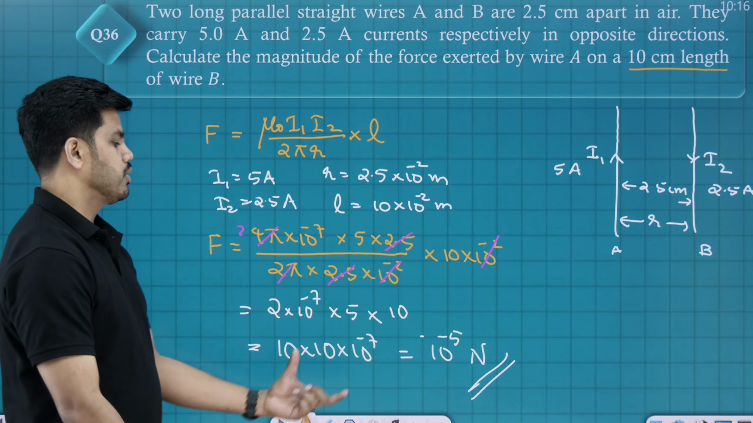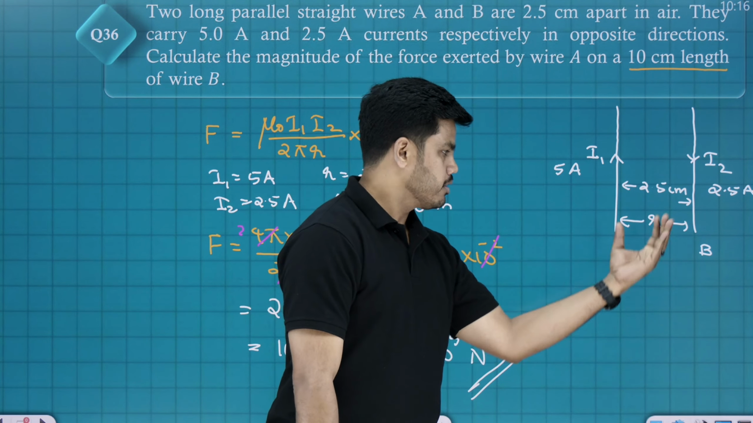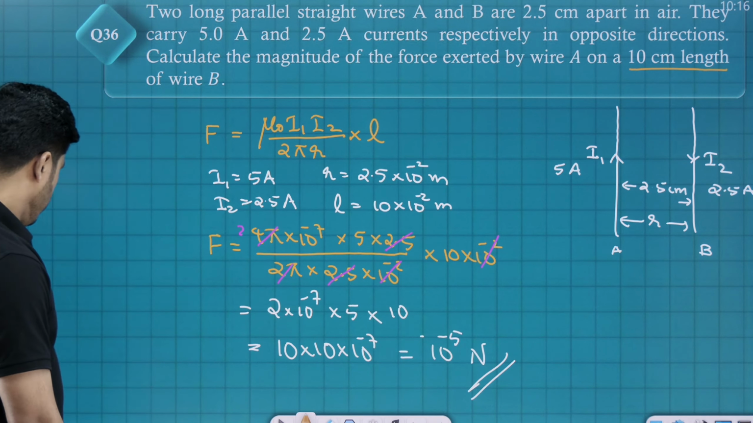See, that is the magnitude of the force acting on the 10 centimeter long wire B because of the parallel wire A. Okay, fine. Moving on to the next.